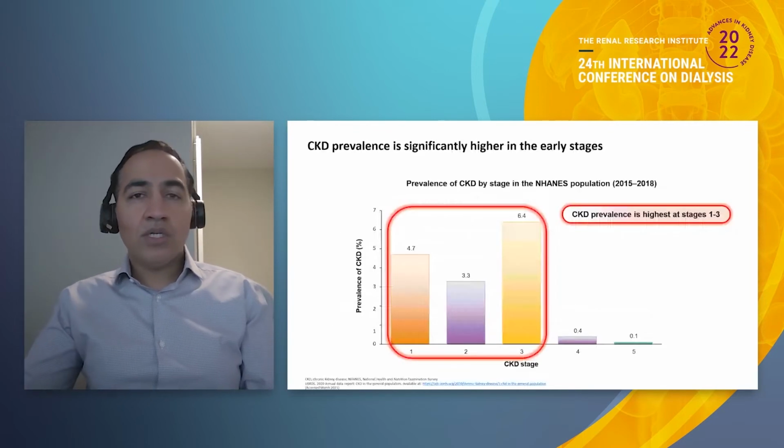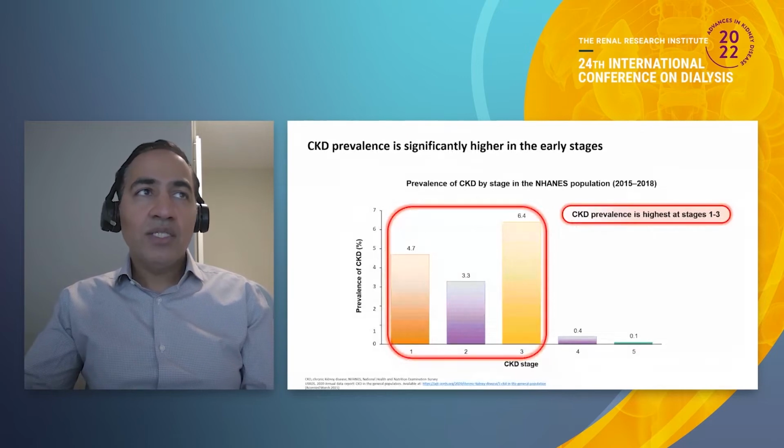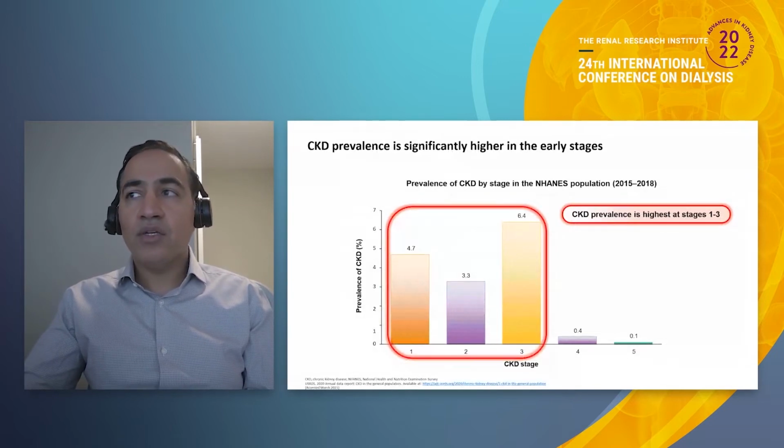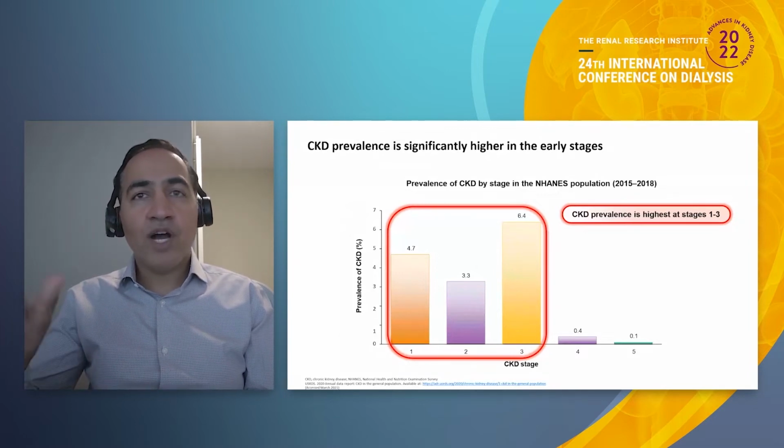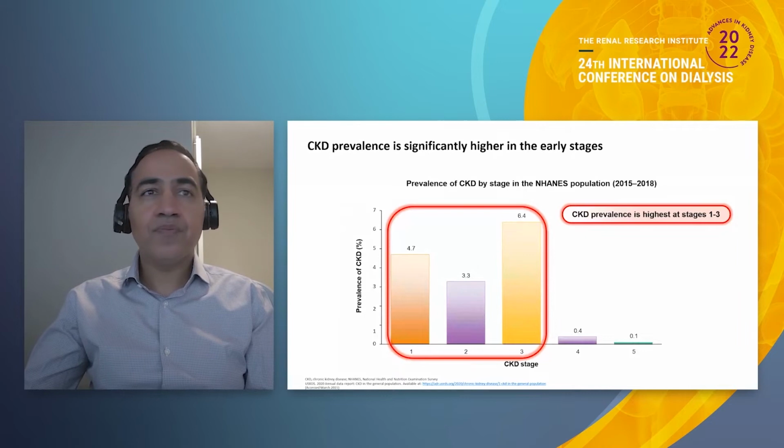So why do we need to do this? Let's set the stage. CKD prevalence is very high in the early stage of disease, stage 1 to 3. This is NHANES data looking at the 14.5% of Americans with CKD. As you can see, 14.4 out of 14.5 have CKD stage 1 to 3.